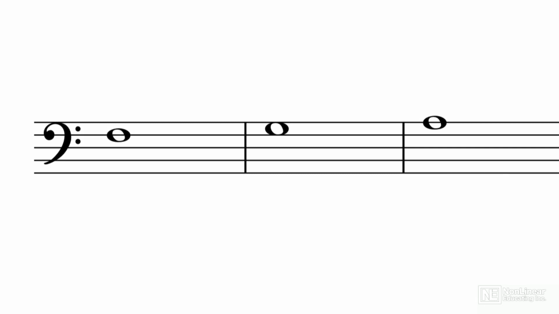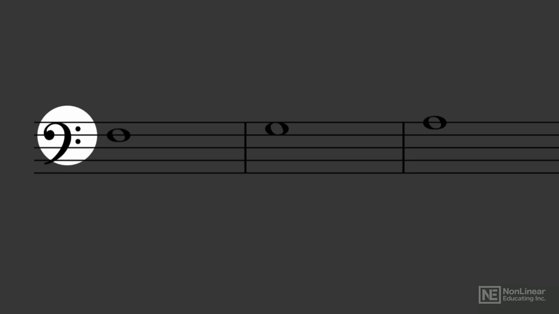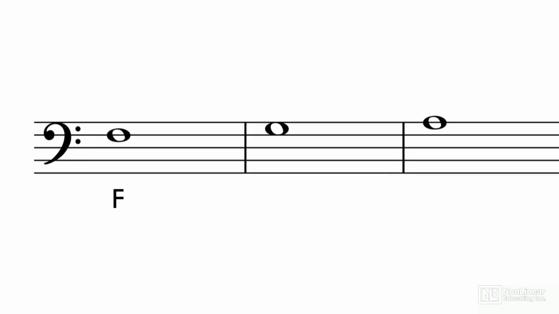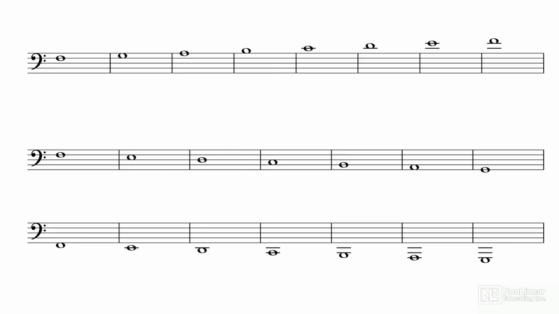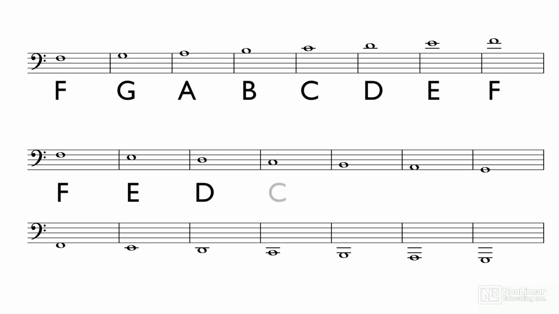With bass clef, this is often called F clef because the two dots of the bass clef identify the note F. So this note is F, then G, A, B, then on ledger lines, C, D, E, and F again. Going down, you have E, D, C, B, A, G, and finally at the very bottom, a low F. Again, ledger lines can be used here to extend the low range of the staff.